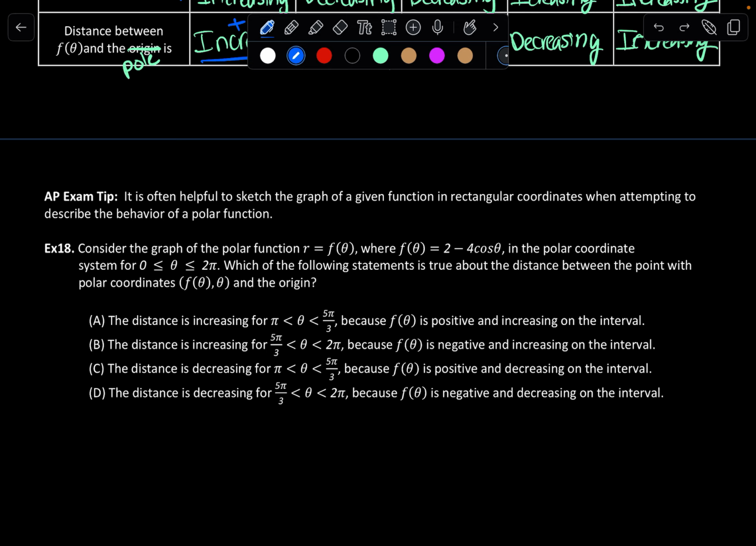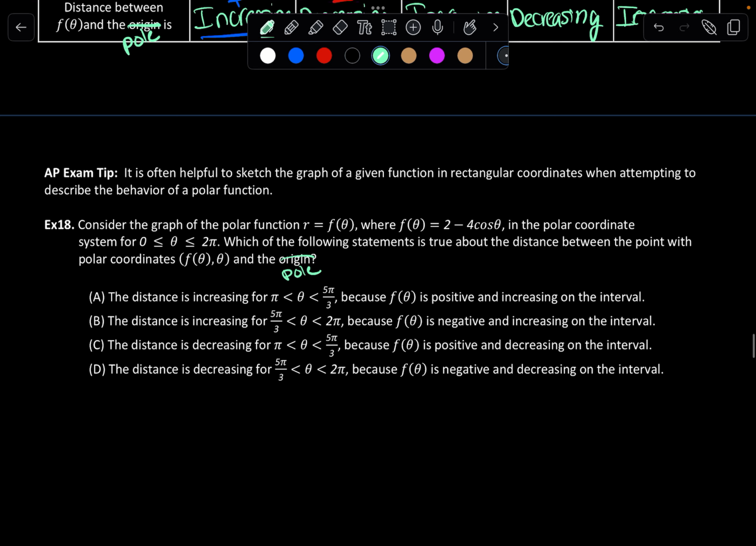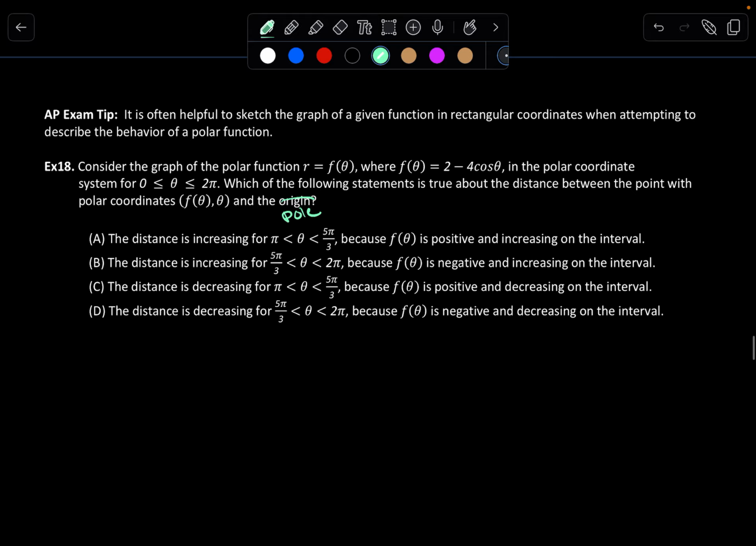Okay. So consider the graph of the polar function in the polar coordinate system from 0 to 2 pi. Which of the following statements is true about the distance between the point with polar coordinates and the origin, aka the pole? Okay, so let's read through these first and see what we're trying to look for. The distance is increasing from pi to 5 pi over 3 because f is positive and increasing. The distance is increasing from 5 pi over 3 to 2 pi. Okay, so we need to get a sketch of this to get an idea of what the outputs look like and then also what the rate of change is going to look like.